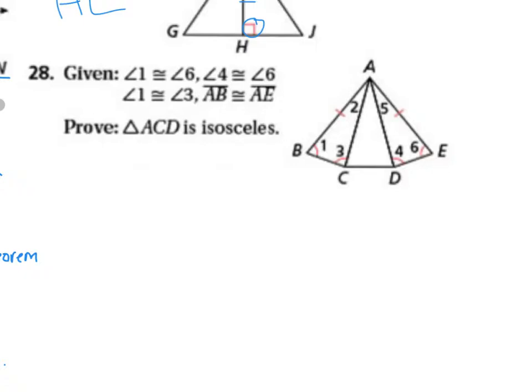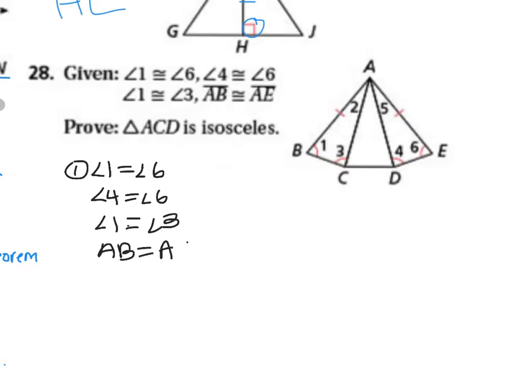All right, so this one, I think it gets a little bit harder when you've got 3 triangles built into one. You just have to take it piece by piece. So number 1, obviously, is you're given that angle 1 equals angle 6, angle 4 equals angle 6, angle 1 equals angle 3, and AB equals AE. All that information is given to you. So it could be in one step, or it could be broken down into parts.